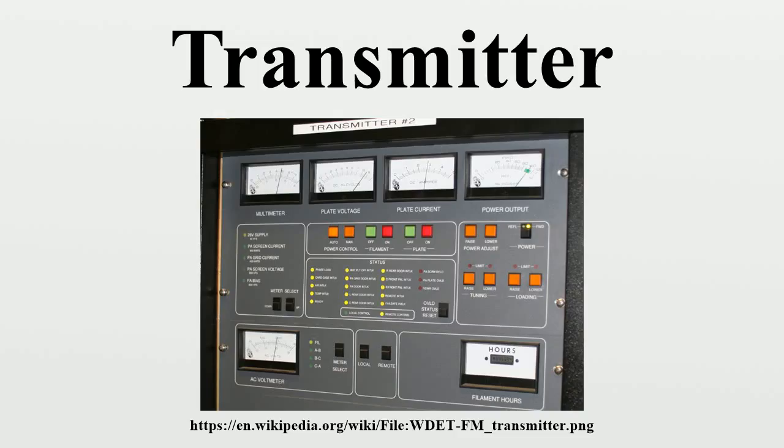In an amplitude modulation transmitter, the information is added to the radio signal by varying its amplitude. In a frequency modulation transmitter, it is added by varying the radio signal's frequency slightly. Many other types of modulation are used.